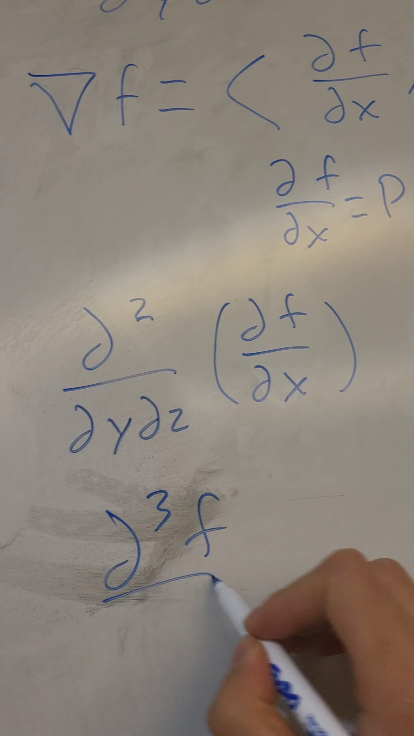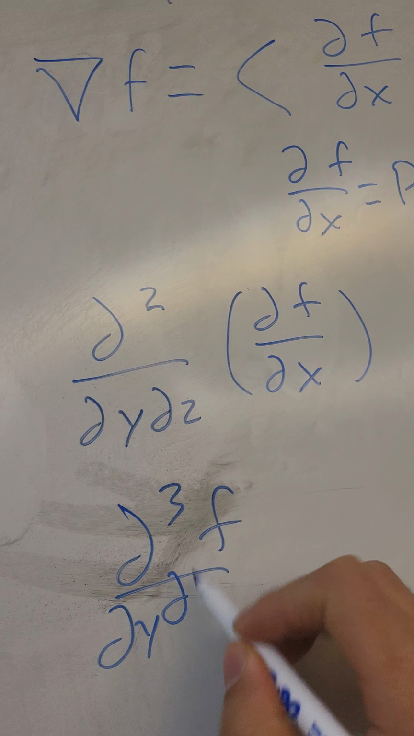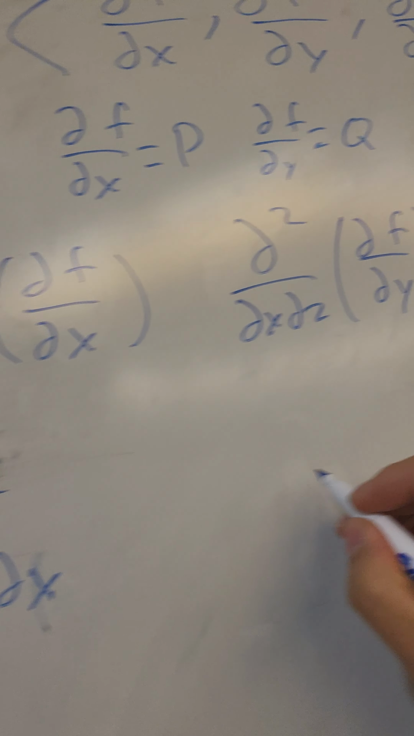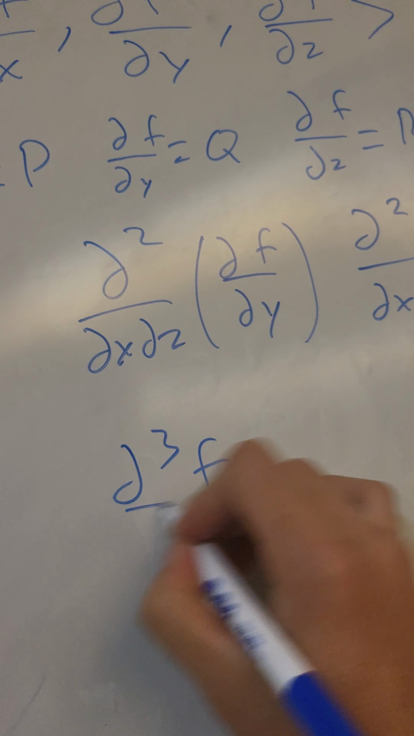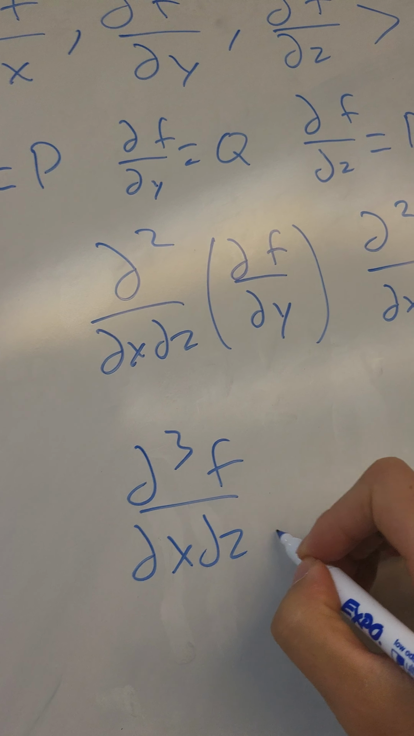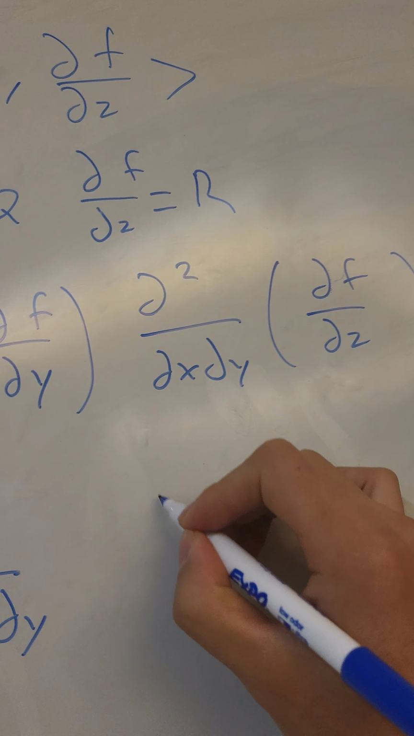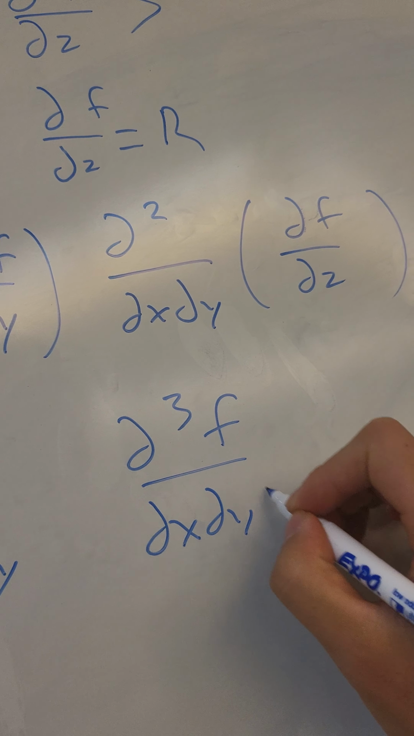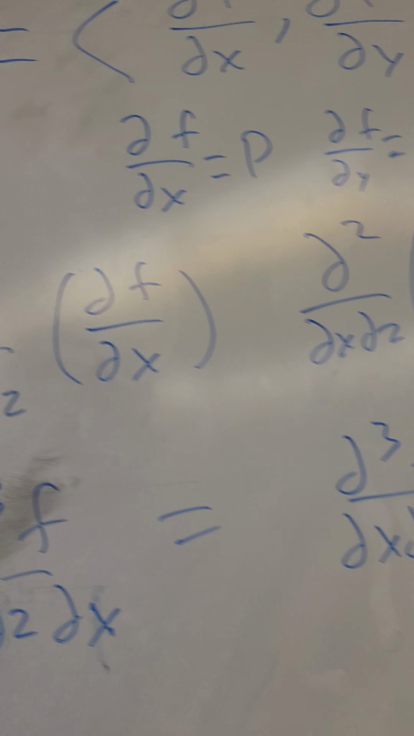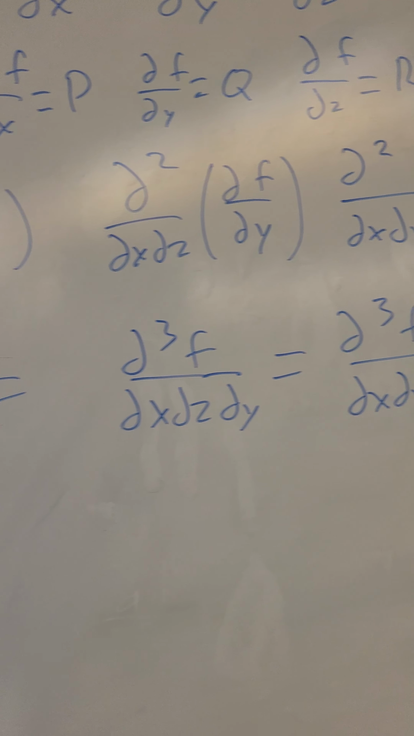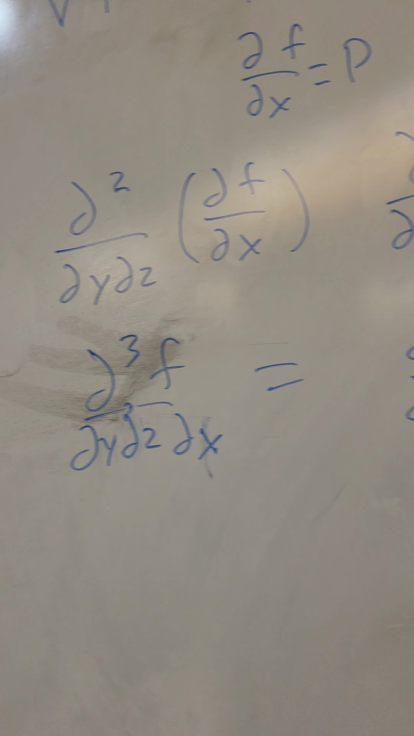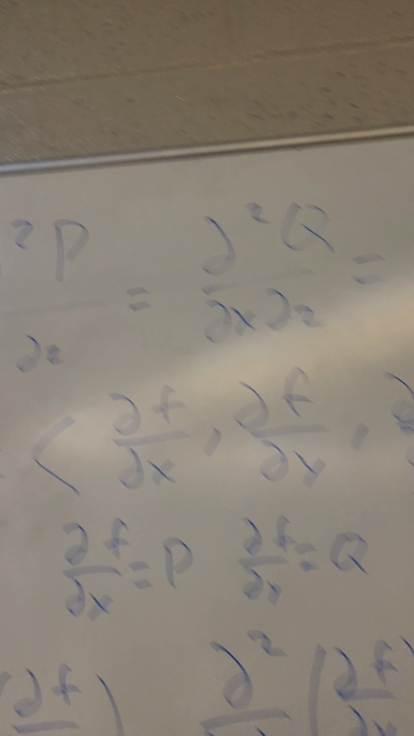partial cubed f over partial y partial z partial x, and then partial cubed f over partial x partial z partial y, and then partial cubed f over partial x partial y partial z. If you take a quick glance, these are the exact same thing, it's just that the partials are in different orders. As we know by Clairaut's theorem, I don't know how to pronounce that, these are essentially the same. That's why these equations work.